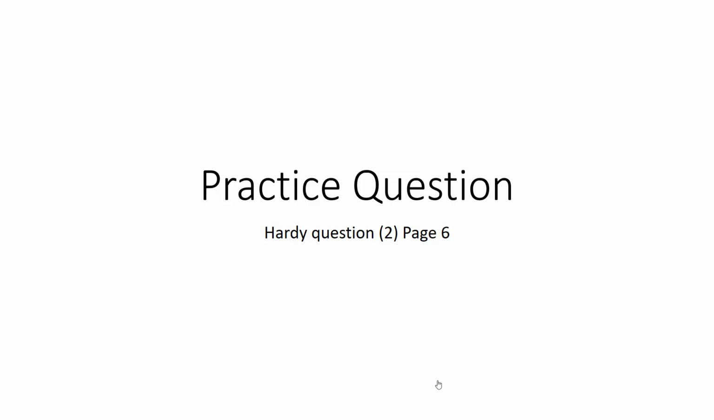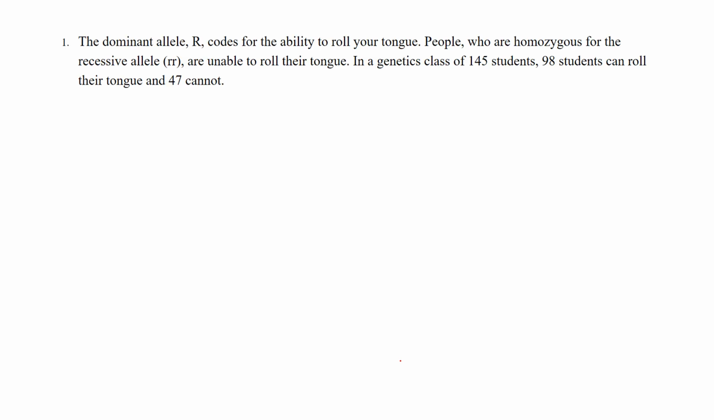Okay, practice question, another Hardy question, question number 2, page 6. So let's get right to the question here. We're going to see that this is the other way that they can use Hardy-Weinberg. In the first example in the first video, we looked at when they give you the frequency of a single allele. Now we're going to look at when they give you the frequency of the recessive genotype. So let's go through the question.